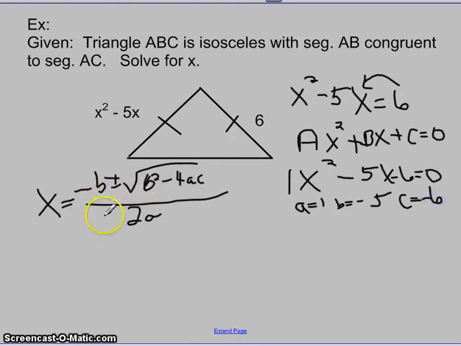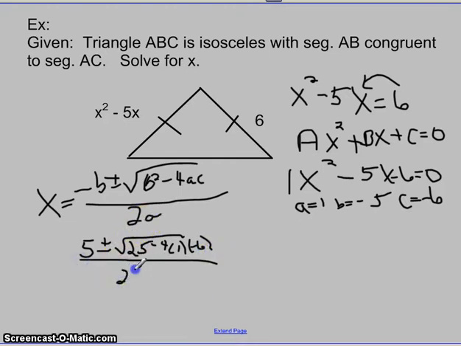I've got a negative b, so I'm going to have a negative negative 5, so I'll write a 5 down there, plus or minus the square root. I'm going to have negative 5, but I've got to square that, so it changes to a positive 25, minus my 4 times my 1 times my negative 6, all over 2 times my a, which is 1.